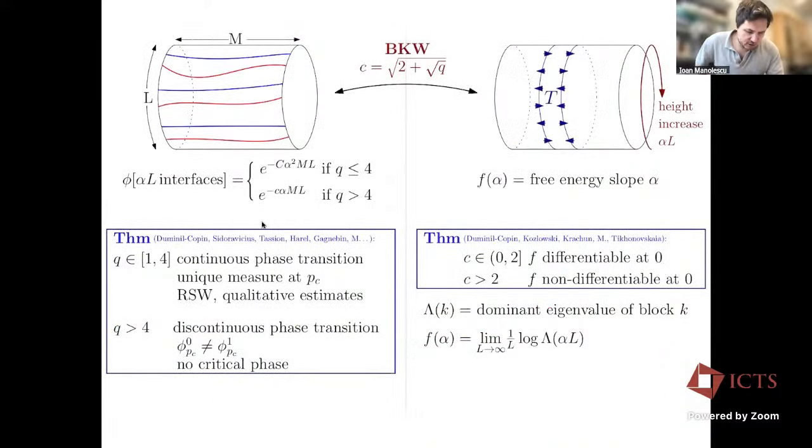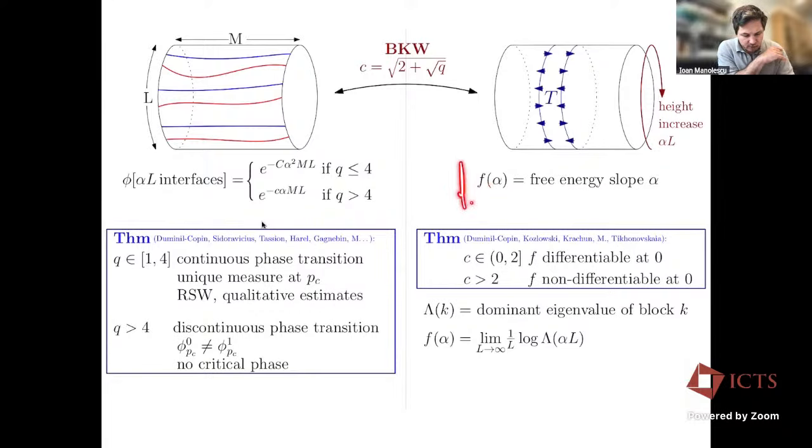Okay, if there are no questions, let me just remind you why we... what was this C smaller than 2? So you remember we talked about the free energy of the model with the slope alpha. The slope corresponds to the average height increment between two adjacent faces.